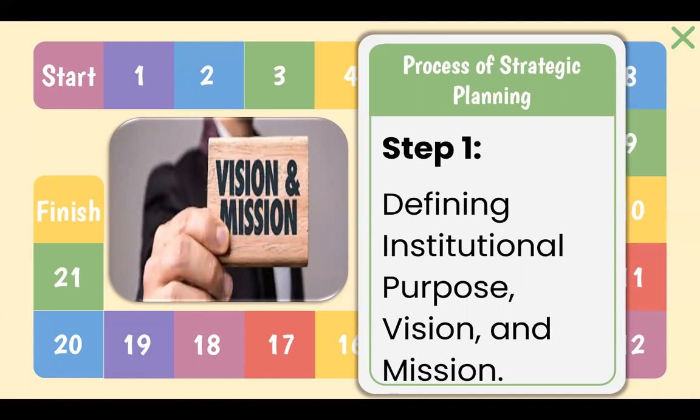What is a vision? A vision is the aspiration and the dream of the business. Organizational mission is the set of strategies to achieve the purpose of the vision.